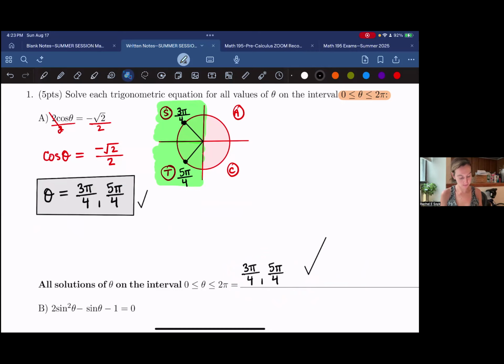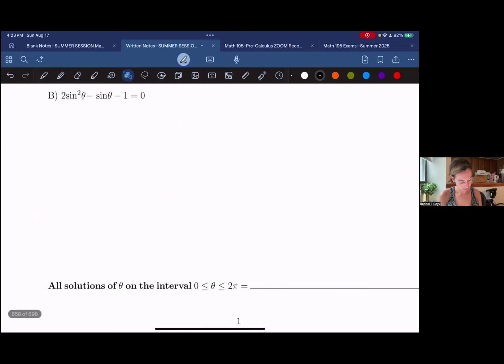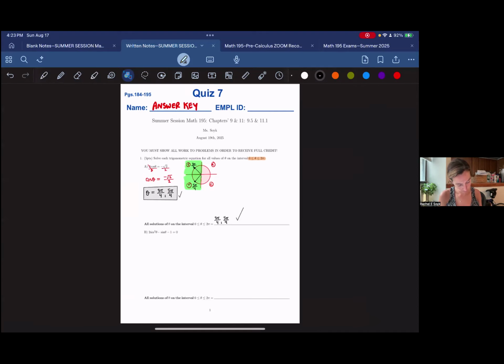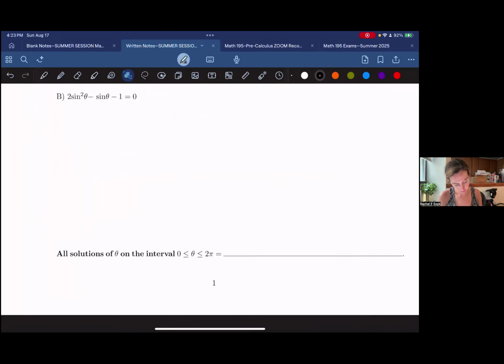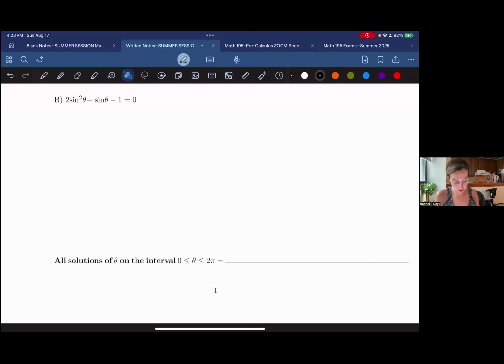Oh, there is a part B. And then do we have a part C? Nope. So it's 2 parts to this question 1. So we have another trig equation that we want to solve. And again, the bounds are going to be from 0 to 2 pi.